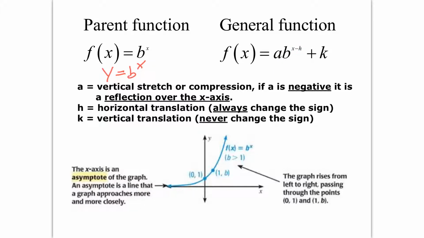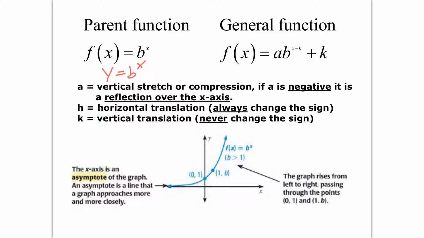Now h, the number here, you have x minus h, or for example, you might have x minus 2, or you might have x plus 2. For h, you always want to change the sign. So when you are asked what is the h value, if it's minus 2, you will say positive 2. You have to change the sign. That tells you it's a horizontal translation. Horizontal means sides, from left to right. Translation means you move steps to the right or steps to the left.